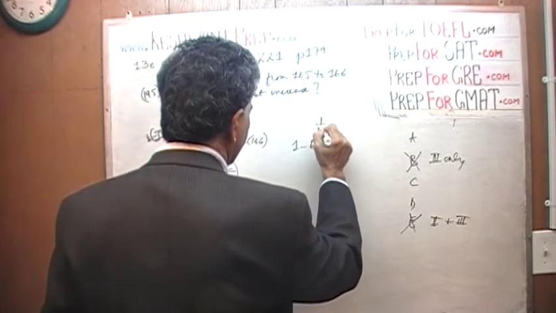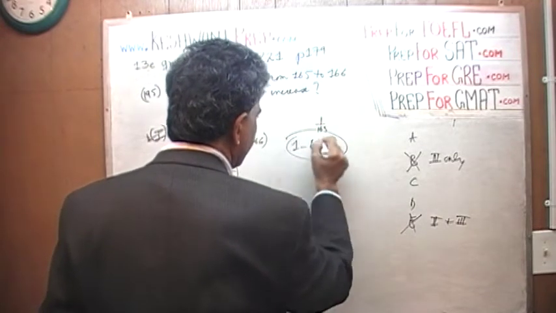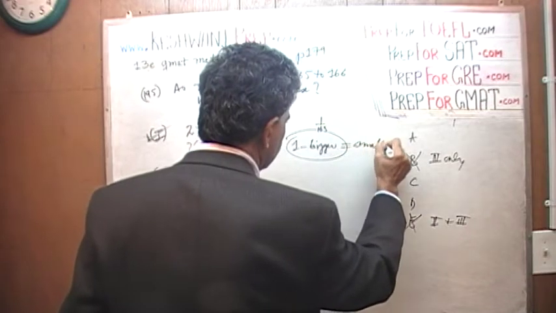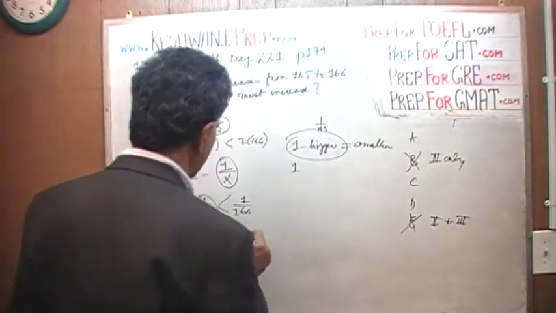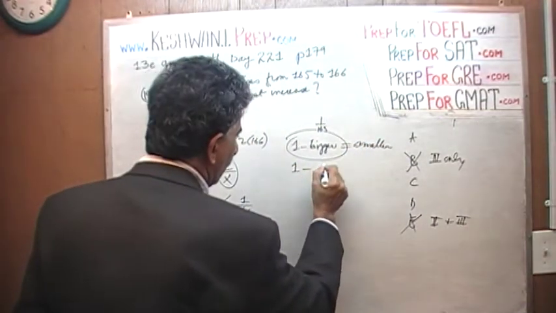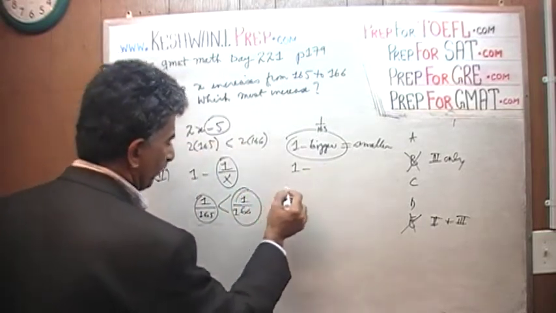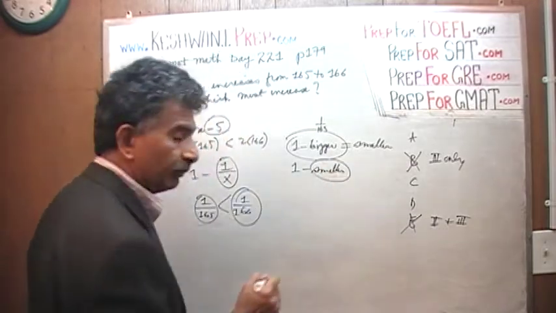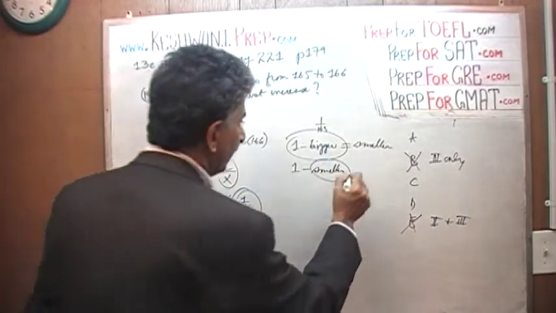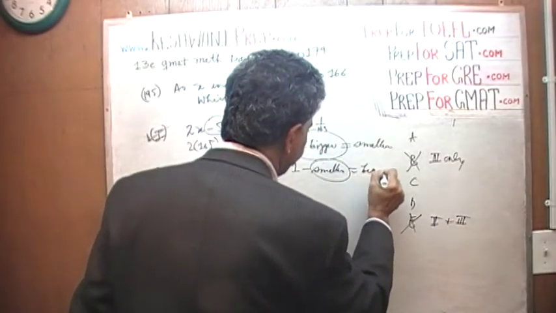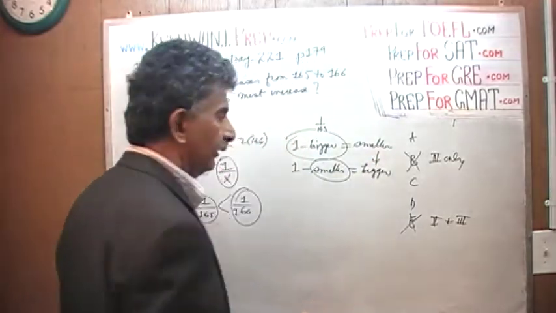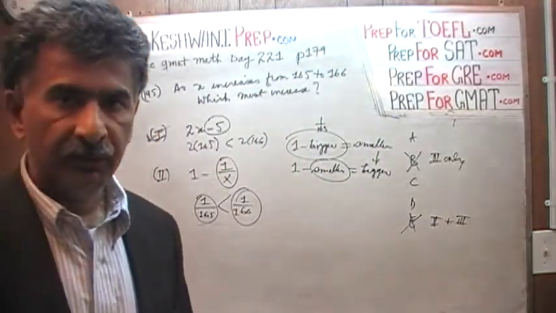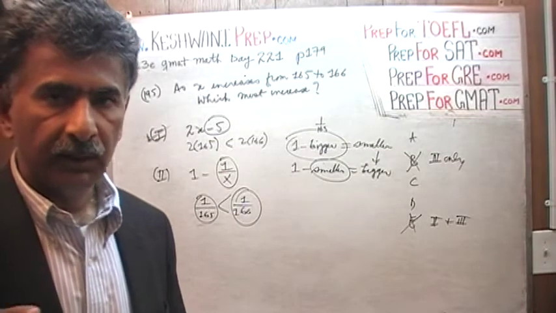1 over 165 is a bigger number. And that quantity is going to be smaller. And then second time around, we have 1 minus 1 over 166, which is a smaller number. So if you subtract a smaller number from 1, you're left with a bigger quantity. So as you can see, the result increases. The difference between the two numbers increases.